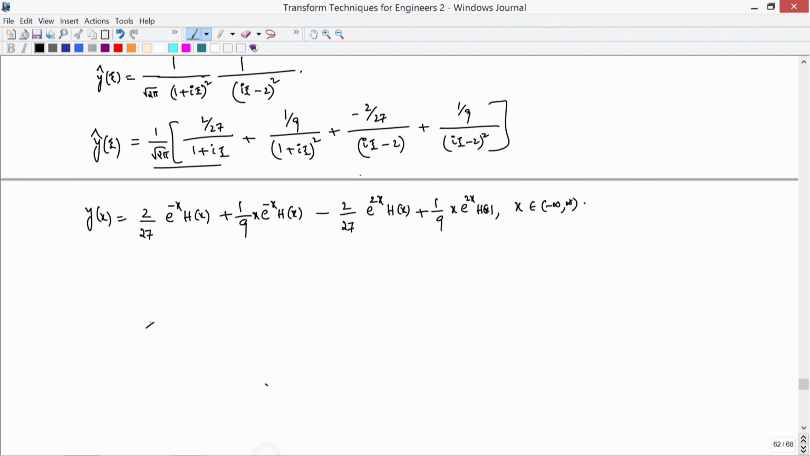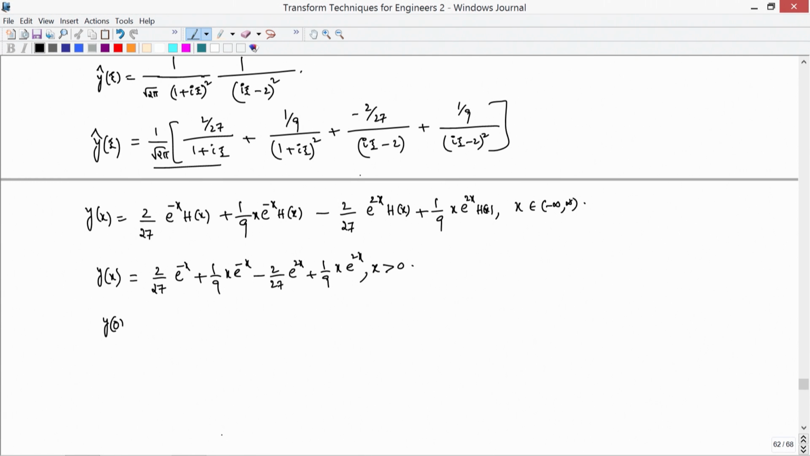So, if you look at the negative side, it is completely 0, that is what we get. And for the positive side, that is what we want, which is equal to 2/27 e^(-x) plus 1/9 x e^(-x) minus 2/27 e^(2x) plus 1/9 x e^(2x). This is for the x positive side, that is what we want.